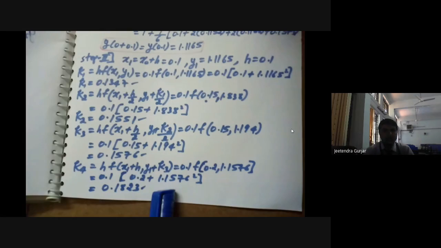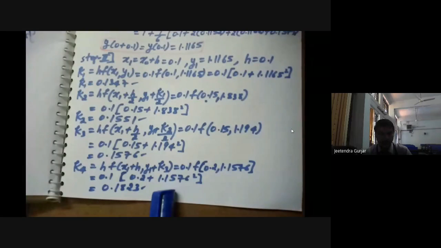Similarly, repeat the same for step 2. No change, only the values will change. The formula remains as it is. Only the given values I'm going to write like this: x1 is equal to x0 plus h. So you may think, what is this x1? x1 is x0 plus h. x0 is 0 and h is 0.1. So x1 will become 0.1. And y1 is the previous approximation, that is 1.1165. So by using these values, calculate k1.